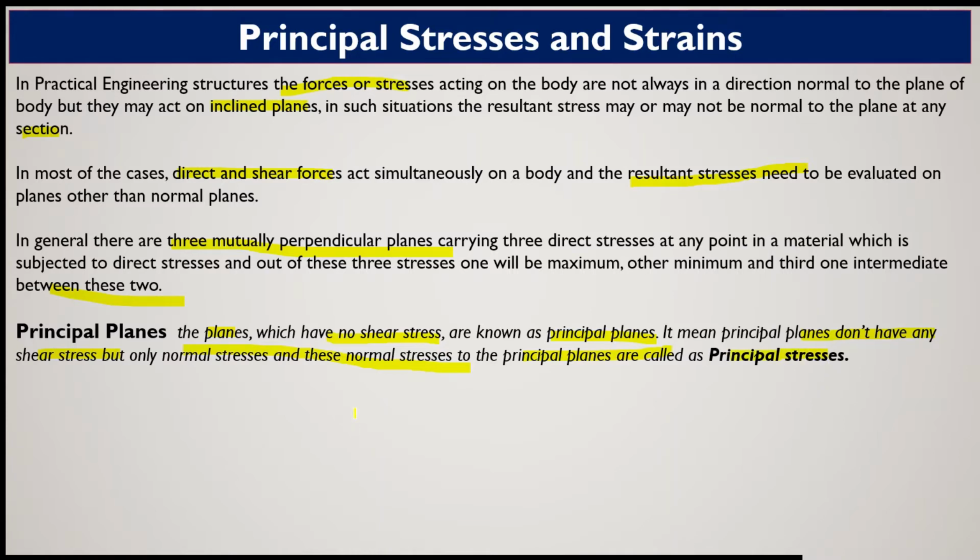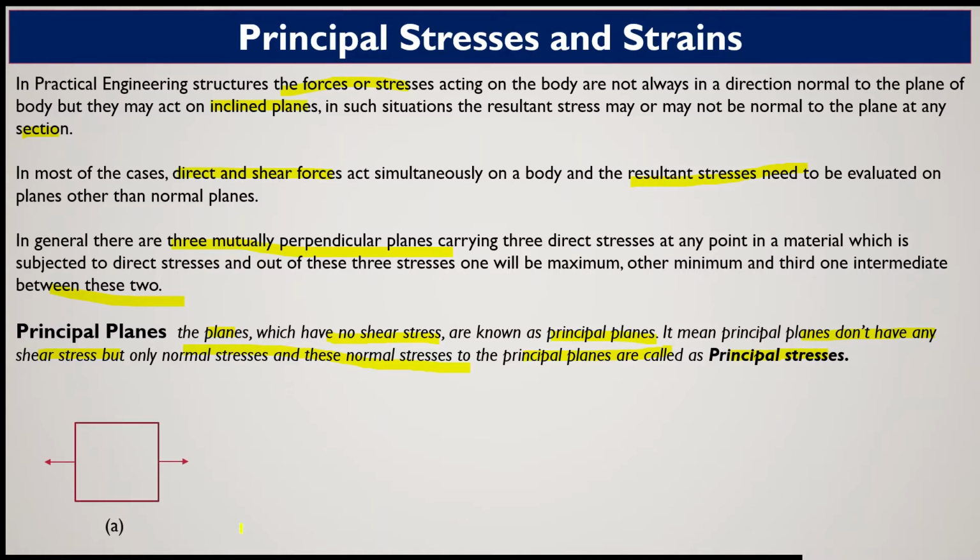So what we are able to understand in the definition part is that principal planes are those planes on which no shear stress will be there, and on these planes there will be maximum normal stresses, and these normal stresses which act on principal planes are called principal stresses.